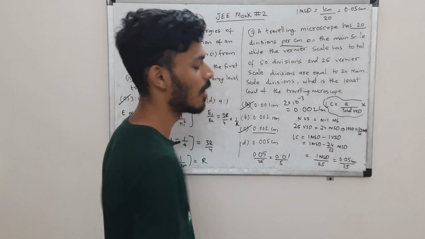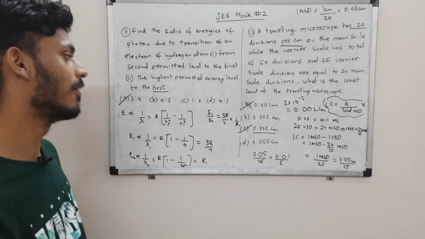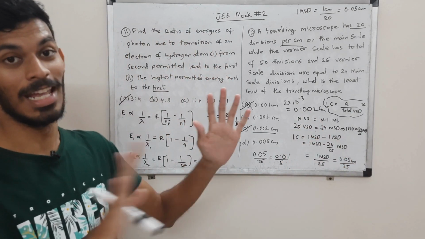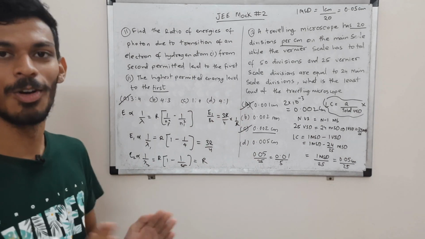This is the general least count formula. It's applicable everywhere, provided main scale division is greater than vernier scale. Anyways, let's not go into the details. Over to the next question.